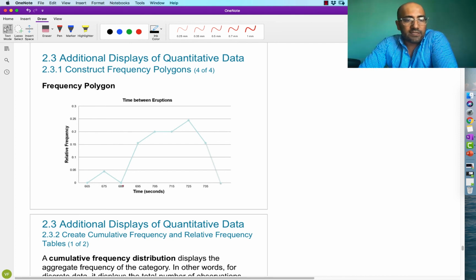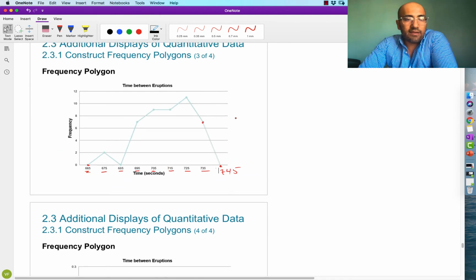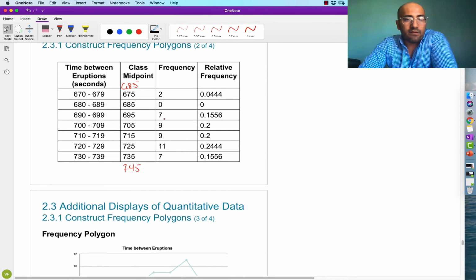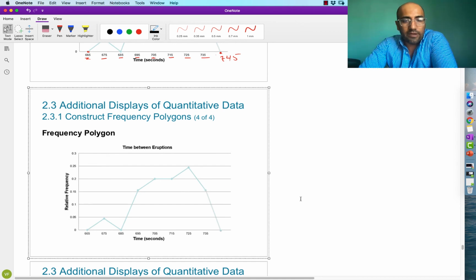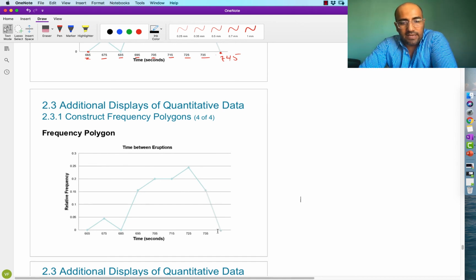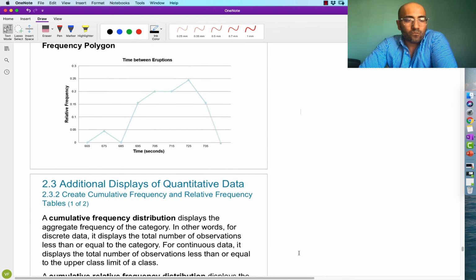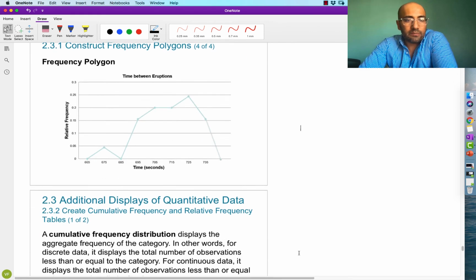Good. There was 0 for 685. And then for 695, there were 7. Divided by the total, it's a little bit more than 15%. And that's what belongs right here. A little bit more than 15%. And then about 20%. Good. Okay, so then we connect all those dots. And again, we make that final connection by drawing a line that connects that last dot to the x-axis, approximately where the next value would have gone in the class midpoints. Okay, so those are frequency polygons.